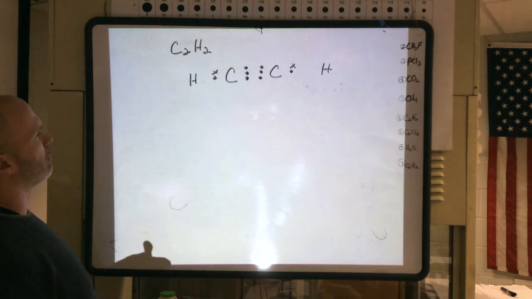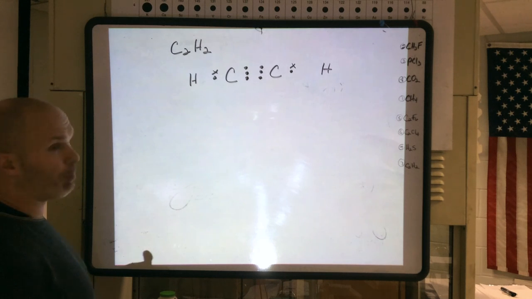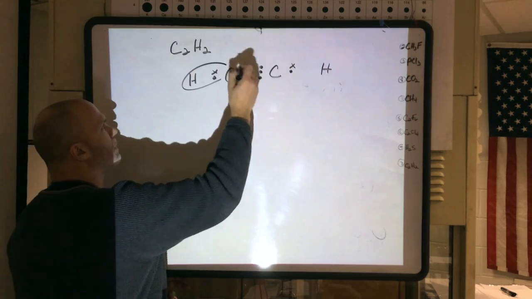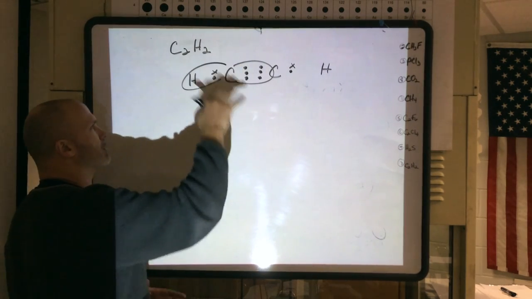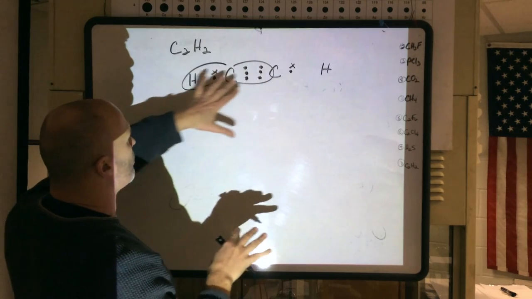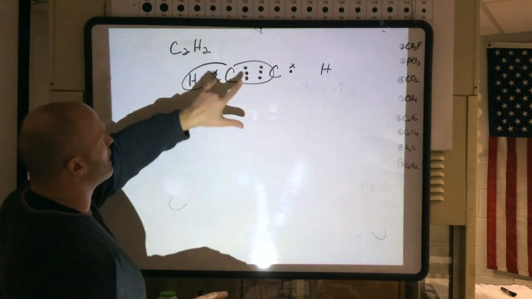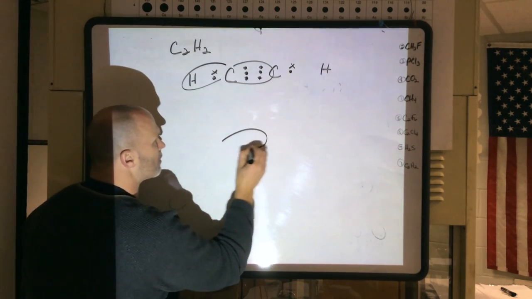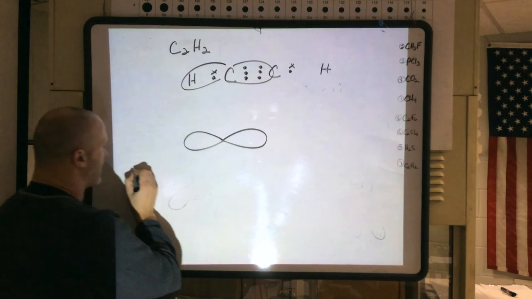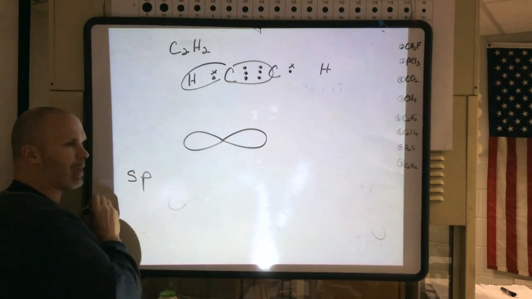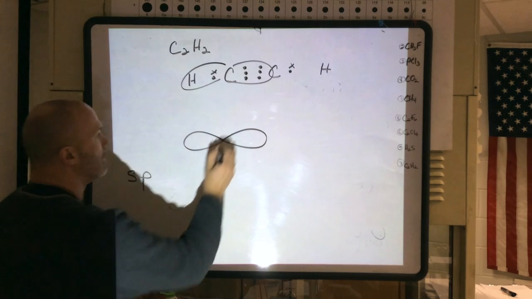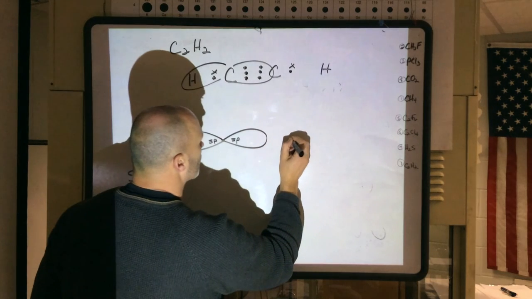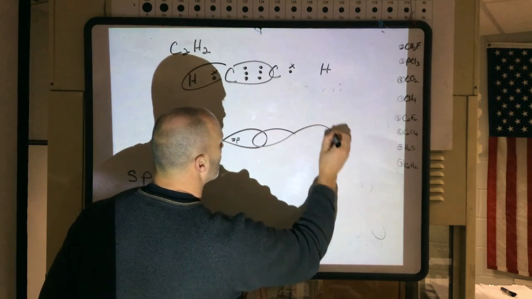So how do I draw this one? This is weird. It's got a triple bond. Well, count pairs of electrons. 1, 2. Even though there's 3 pairs, there's electrons in the same region. So just like when we did this with double bonds, here we have it as well. So we only have a carbon with 2 equal orbitals. That means an S and a P came together. SP hybridization. So this is an SP orbital, an SP orbital. The other carbon has an SP orbital, an SP orbital.